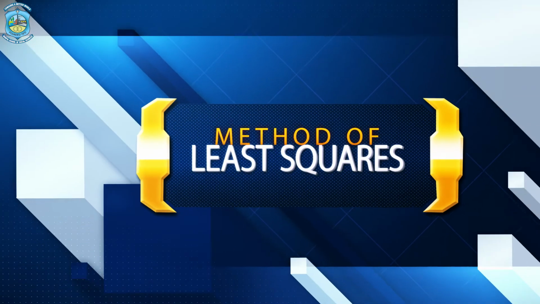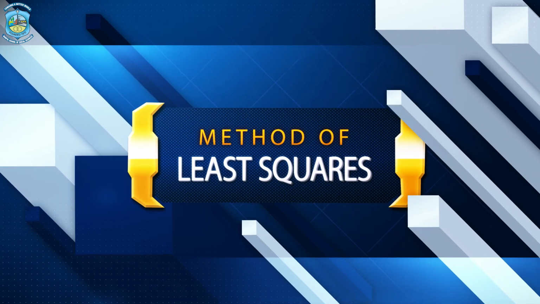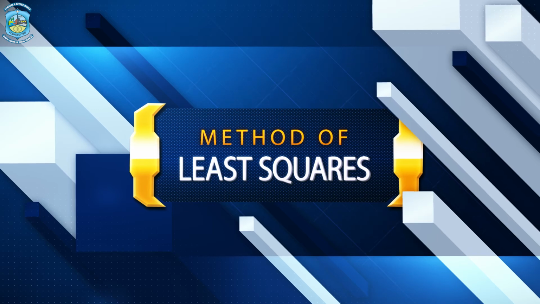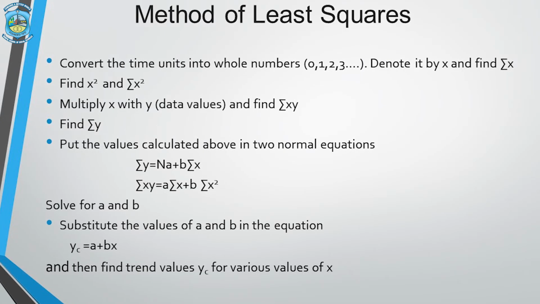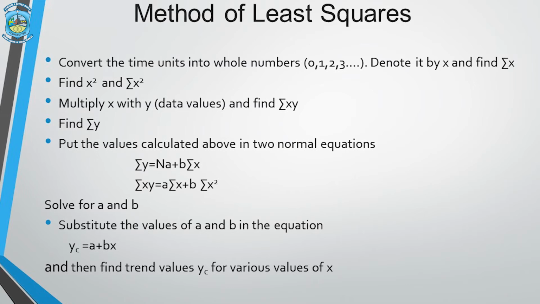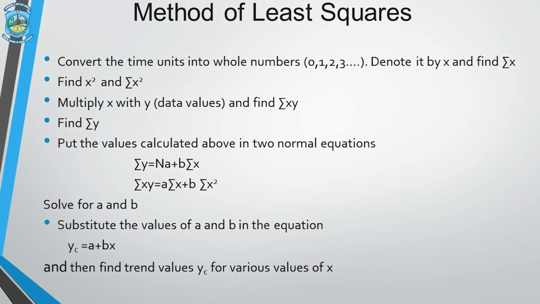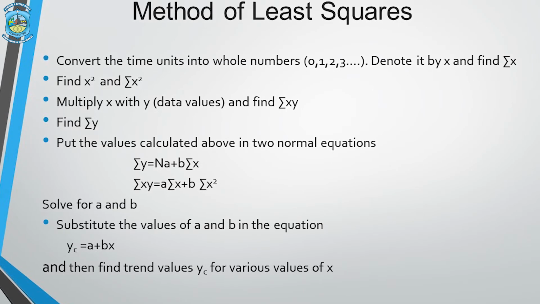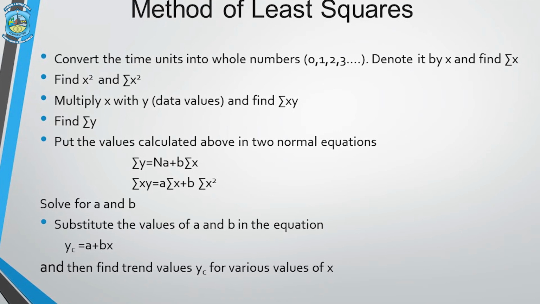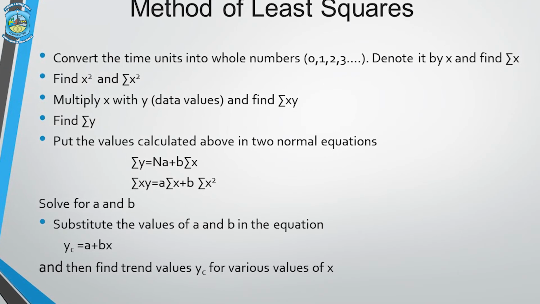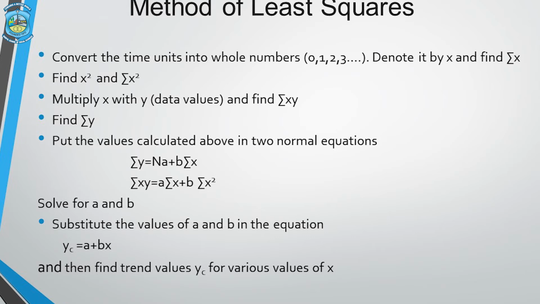Let us now go through the last method, which is the method of least squares. The first thing here is to convert the time units into whole numbers, that is 0, 1, 2, 3 and so on. We denote it by x and find summation of x. We find x square and also summation of x square. We multiply x with y and find summation xy.